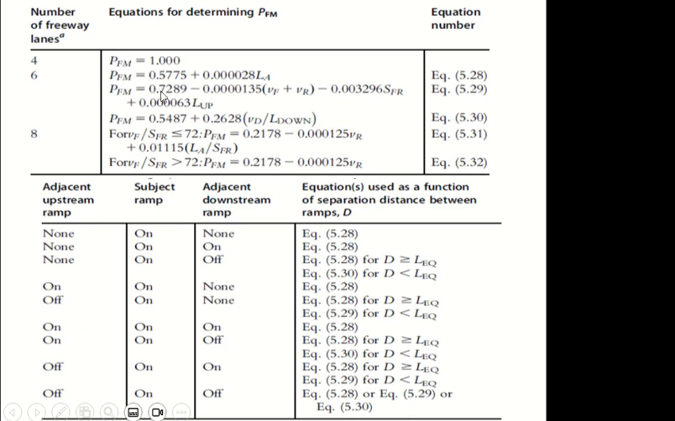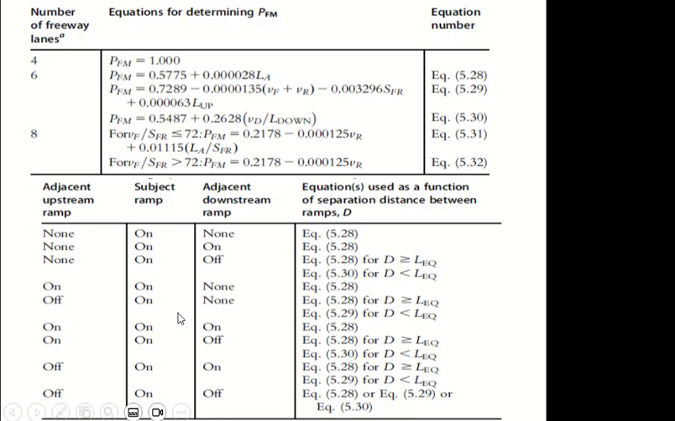Okay, so I have three possibilities here. I can use equation 5.28, 29 or 30. The selection will come from here. Okay, now the case which I have a ramp upstream and a ramp downstream, both. Okay, so if I look at the first three cases, they don't have any ramp upstream, so I cannot select from here. If I look at these two cases, I have no ramp downstream, so I cannot select from this one as well. So it has to be one of these last four cases.